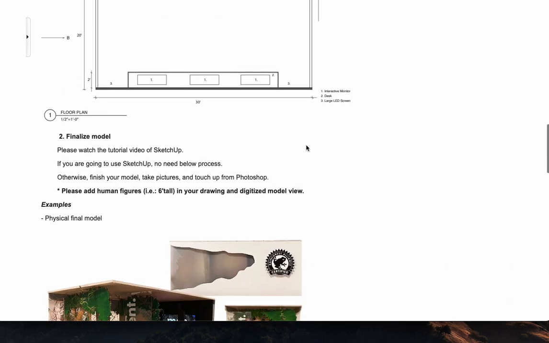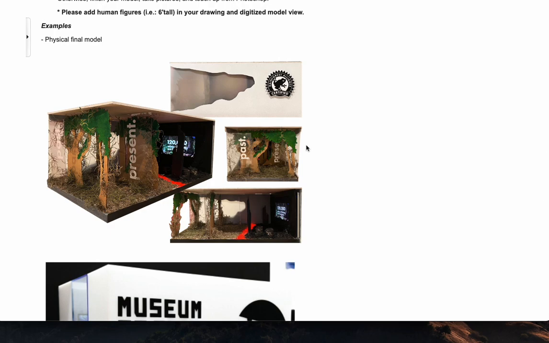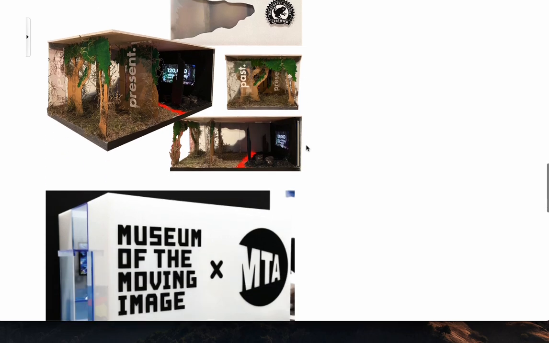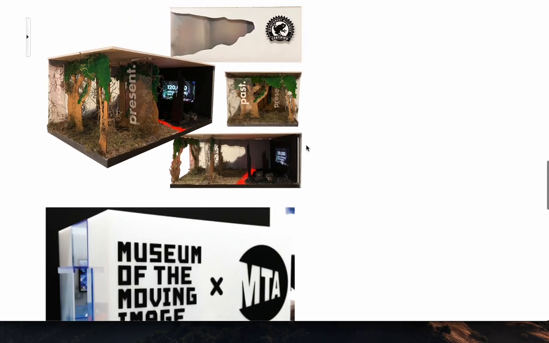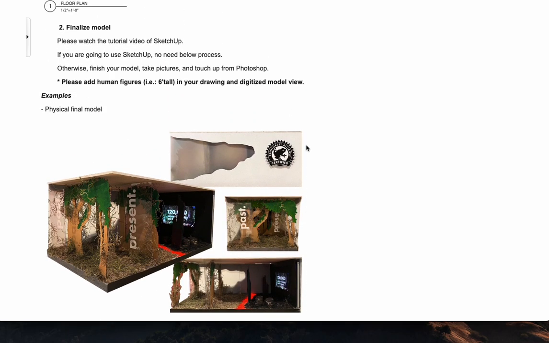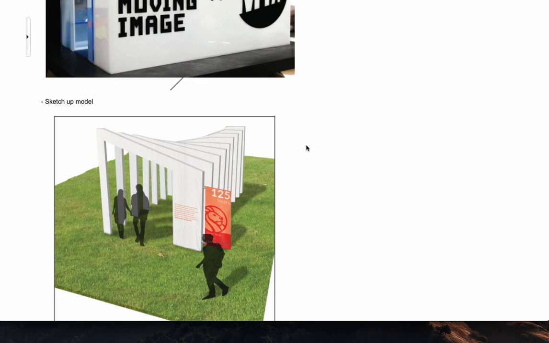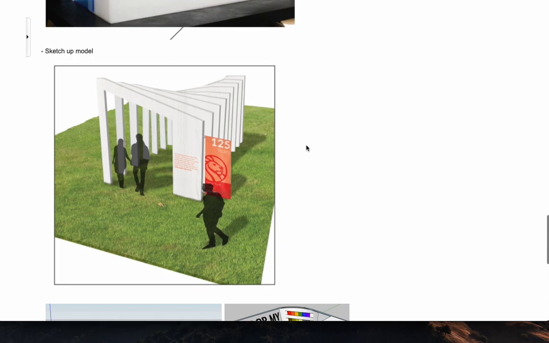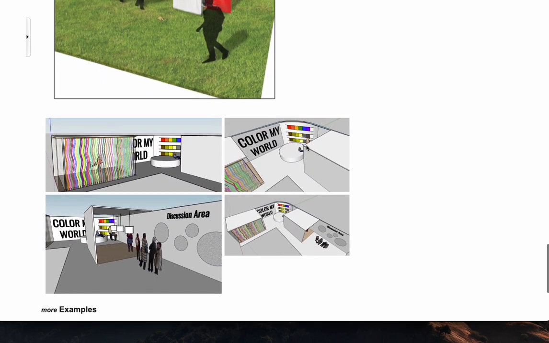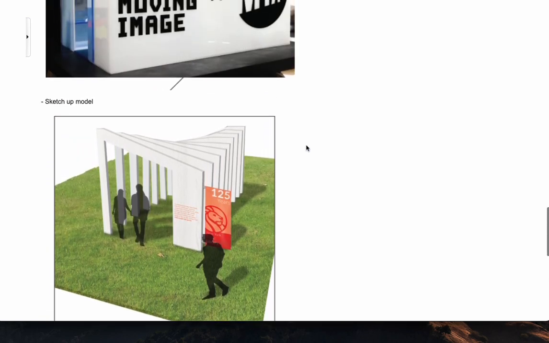And let's move on to the examples of the physical model. As I mentioned before, you have 2 options. You can finish your model by making it physically, or learning SketchUp and doing the model making from that software program. Whichever you prefer, just make it look good.